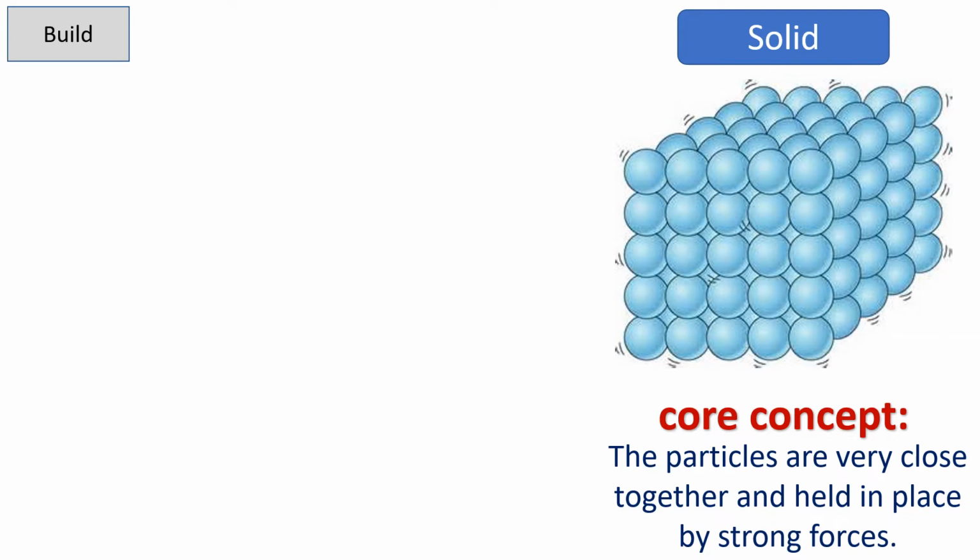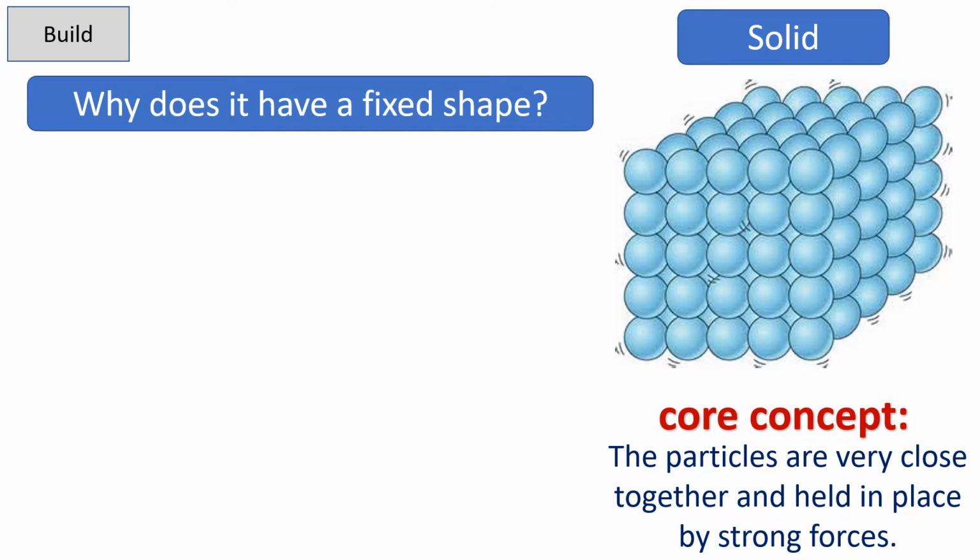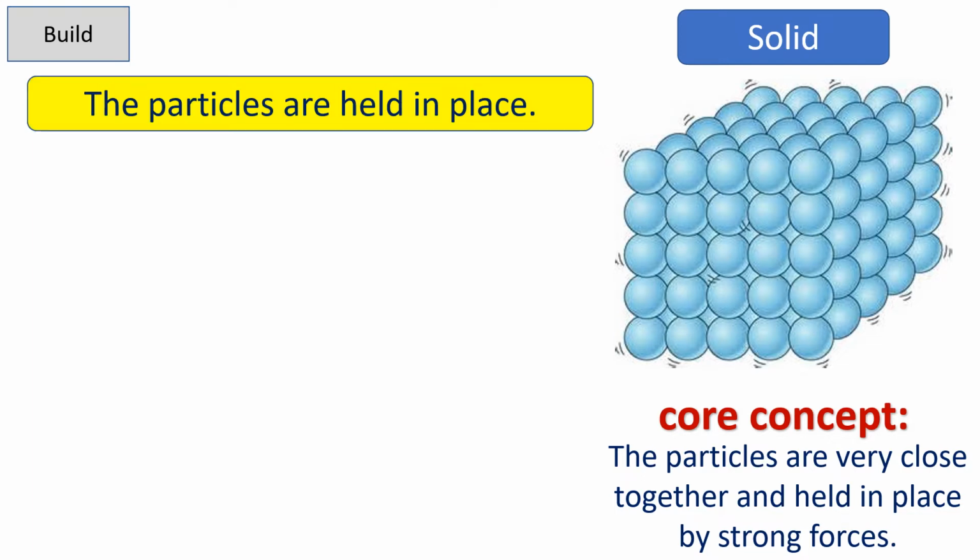So if you look at the core concept, you need to know that in a solid, the particles are very close together, they're actually touching, and they're held in place by strong forces, so they're not able to move around. So they vibrate in place, they do jiggle around, but they don't move from place to place. So if I was to ask you, why does a solid have a fixed shape? You'd look at that core concept and you look at the second part. Well, it's because it's held in place by strong forces. And that would be the answer.